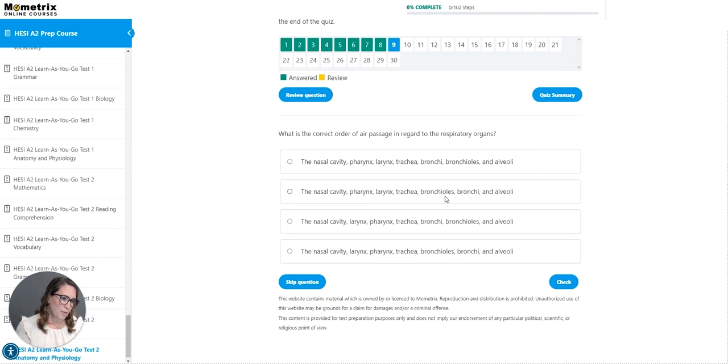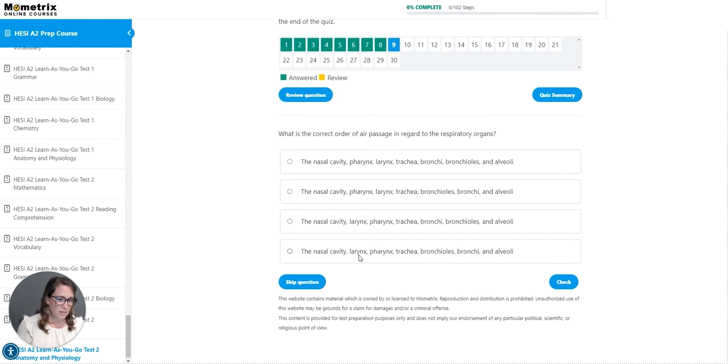These two are switched here. The bronchi and bronchioles are in the opposite order. Then you've got the nasal cavity, larynx, pharynx, trachea, bronchi, bronchioles, and alveoli. Here your larynx and your pharynx are in the wrong order. They need to switch. And then last, you have the nasal cavity, larynx, pharynx, trachea, bronchioles, bronchi, and alveoli.